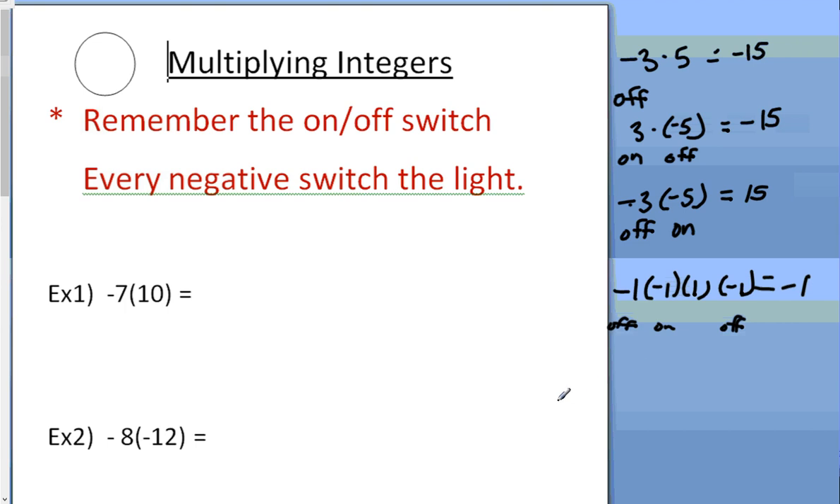All you have to do is remember, first number tells you how the lights start. Every negative flips the switch. Positives don't do anything. So let's do the first example in your notes.